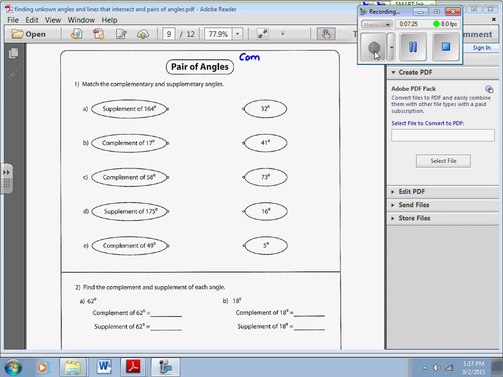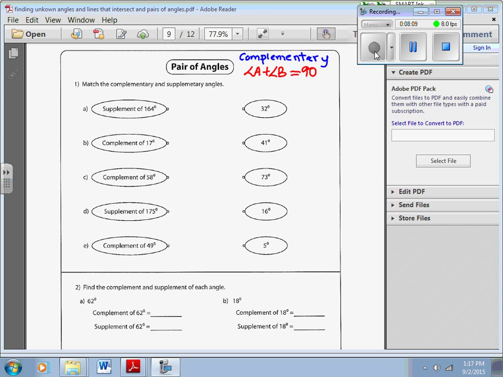Go ahead and write the word complementary. Complementary means angle A plus angle B should add up to equal 90. If you know one of those angles, just do 90 minus the angle that you know. Whatever you get from that, that's what the one that is missing is, okay?